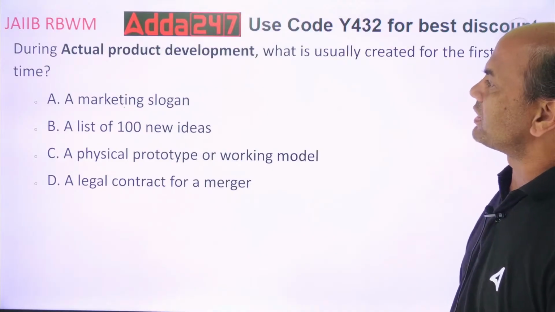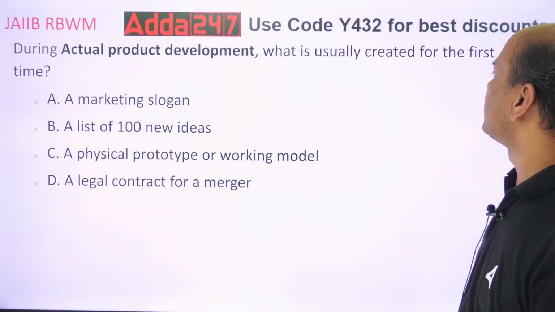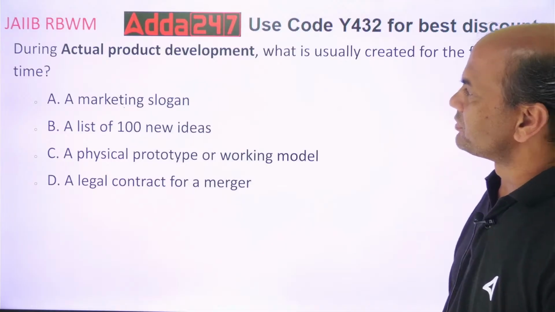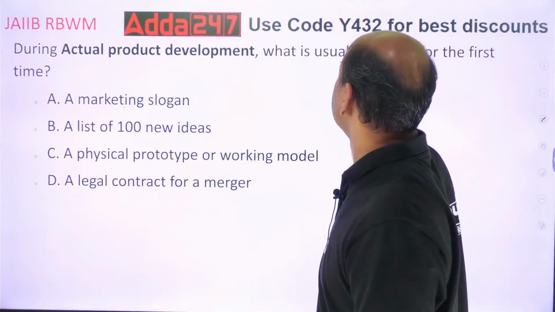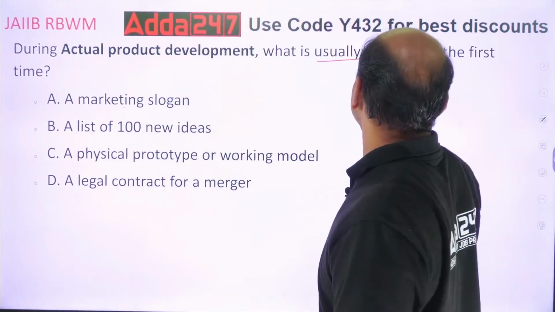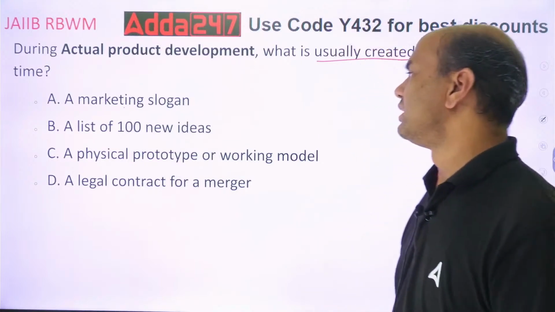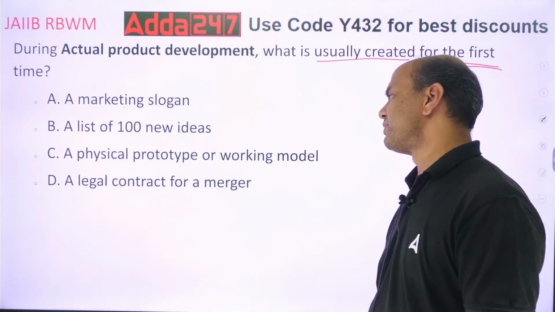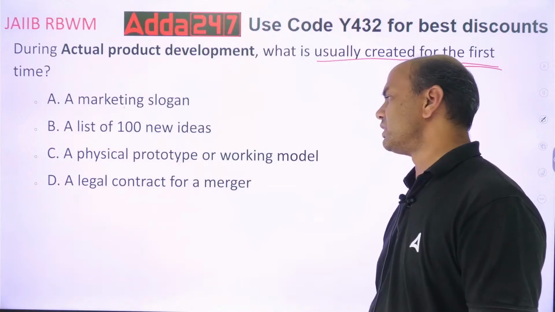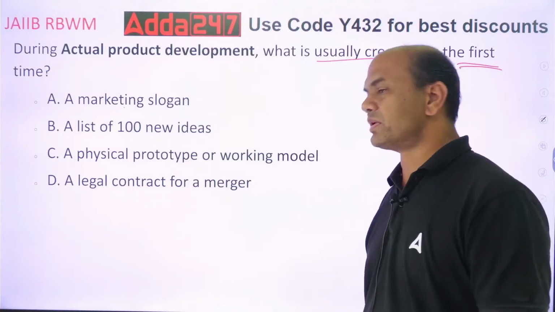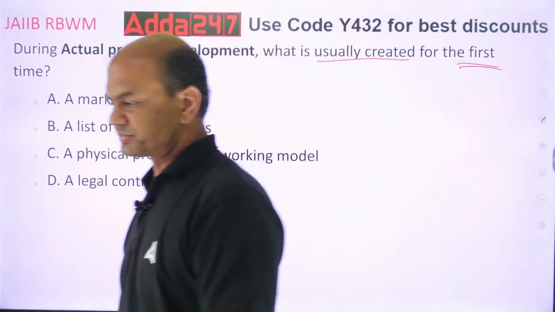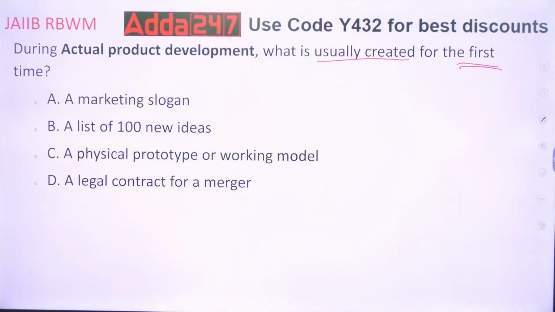During actual product development, what is usually created for the first time? Usually created for the first time: A, a marketing slogan; B, a list of 100 new ideas; C, a physical prototype or working model; D, a legal contract for a merger. What do we prepare? Think, first time, you are just doing product development. What will you prepare?